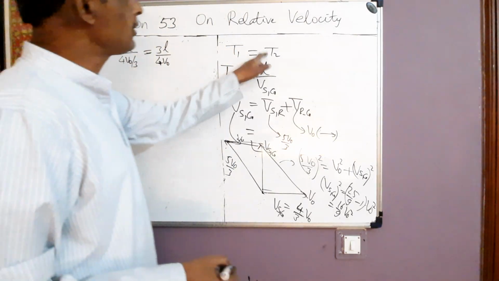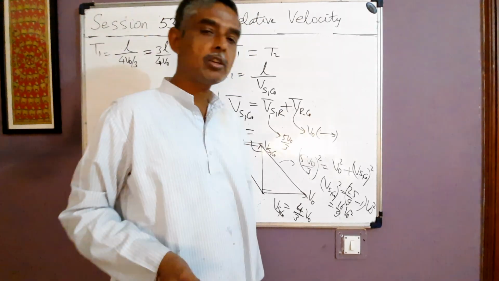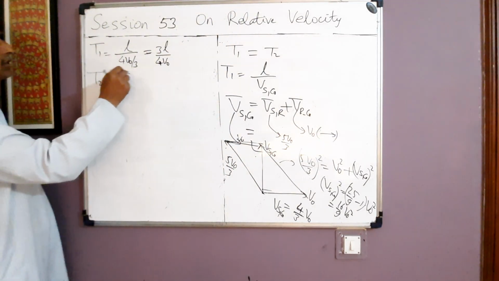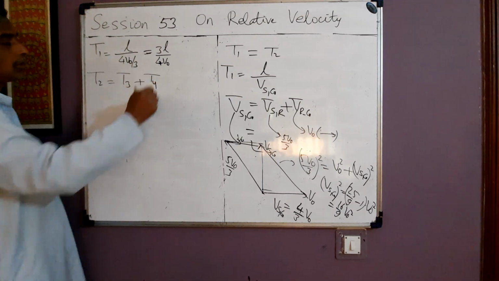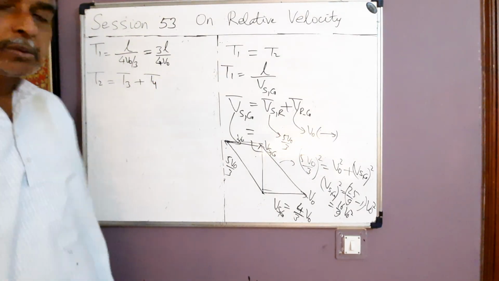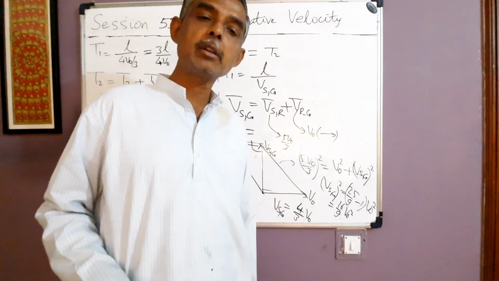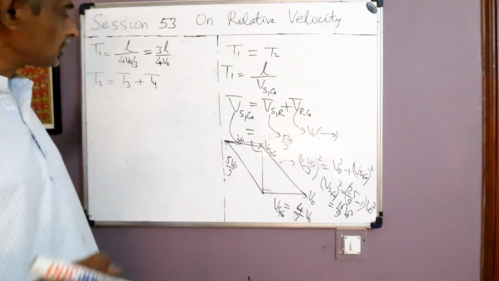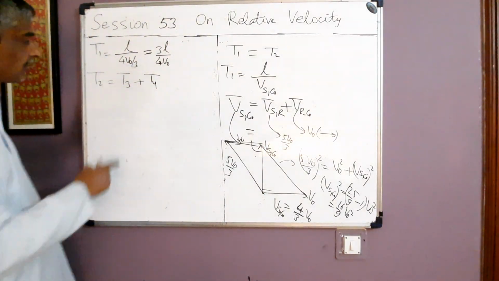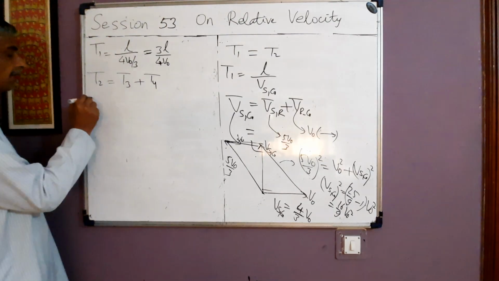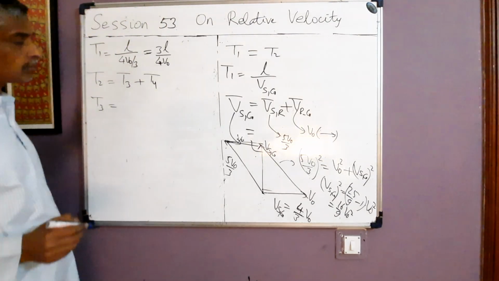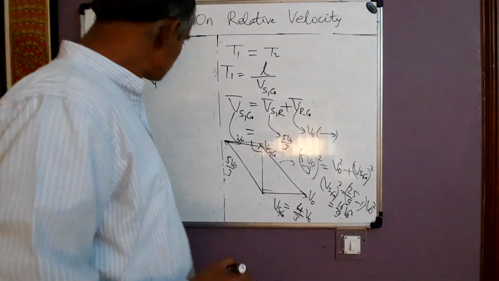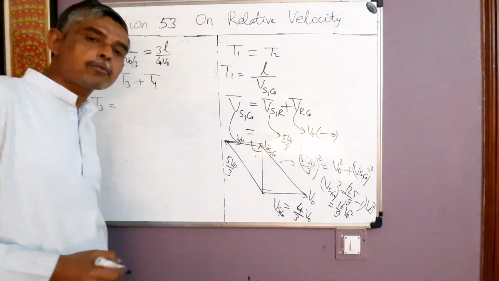Now we have determined the value of T1. Now T2 is the time of journey of the second swimmer. So T2 can be broken into two parts. T2 is equal to T3 plus T4. What is T3? T3 is the minimum time in which the swimmer S2 crosses the river. Now it is given that swimmer S2 crosses the river in minimum time. So minimum time will be when the heading of swimmer S2 is at right angles to the river flow velocity. Okay, heading of swimmer S2 is at right angles to the river flow velocity.